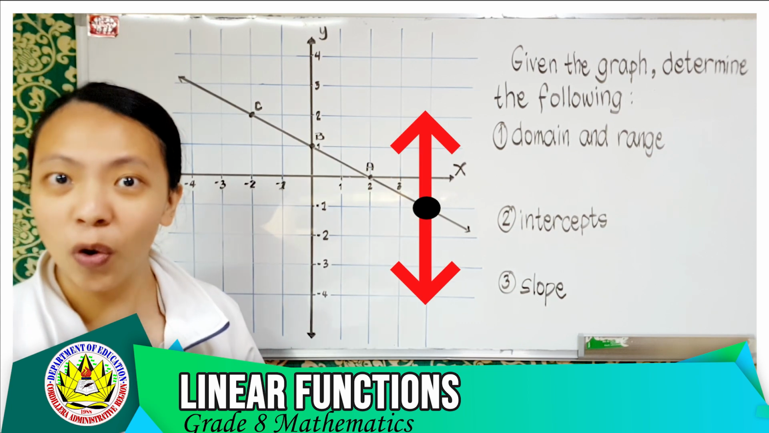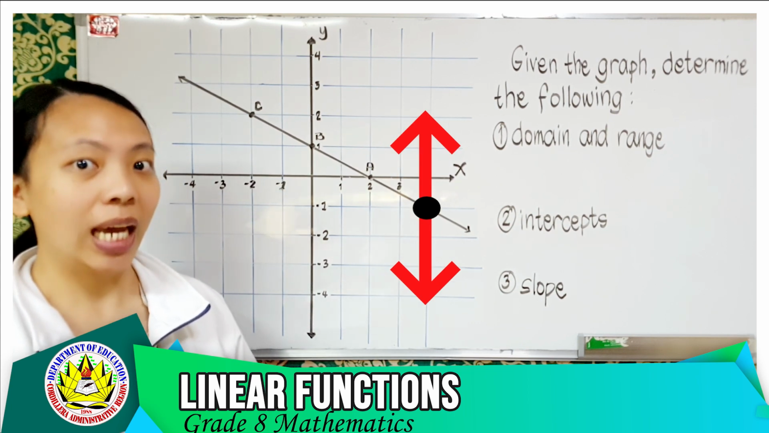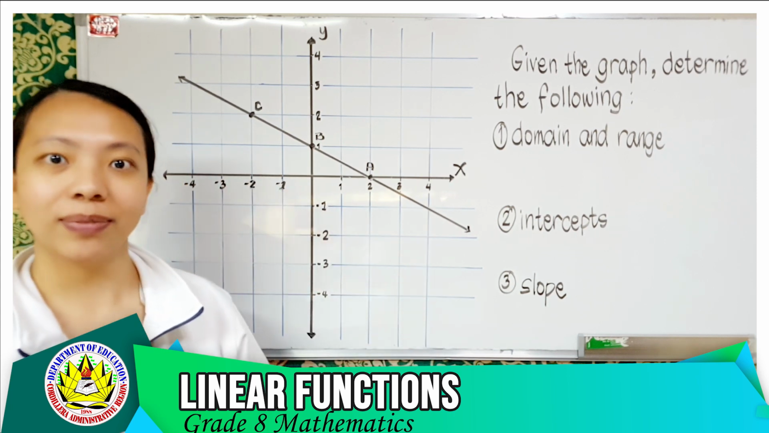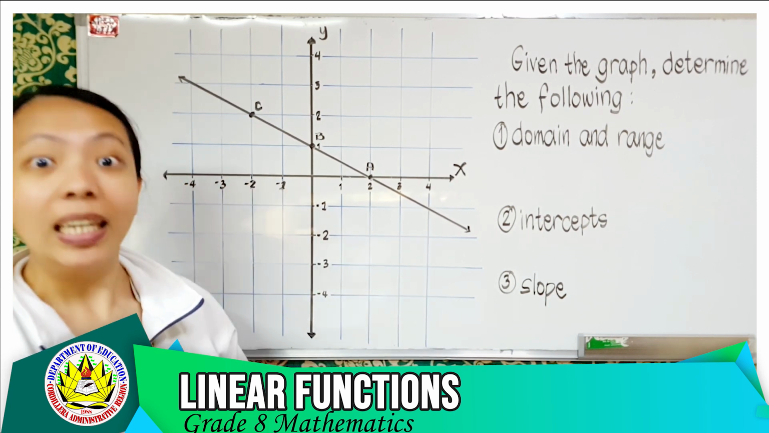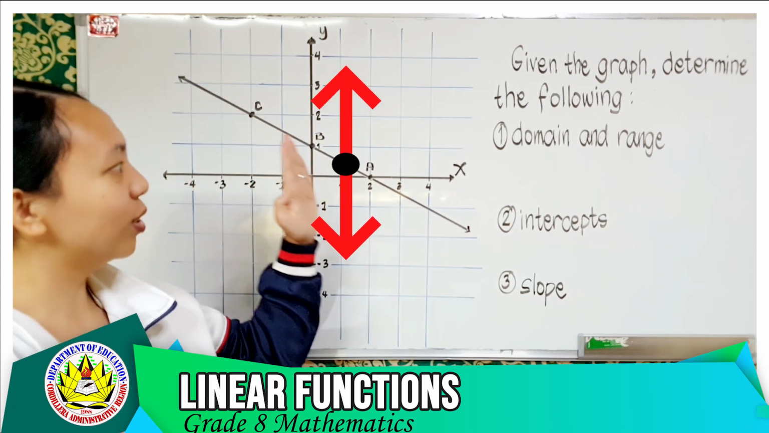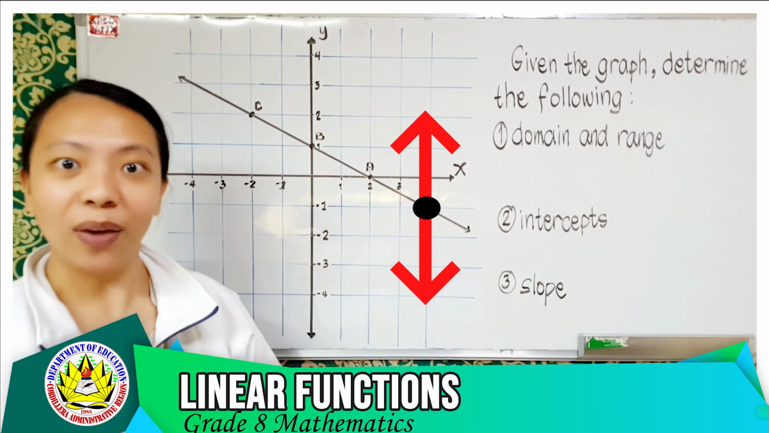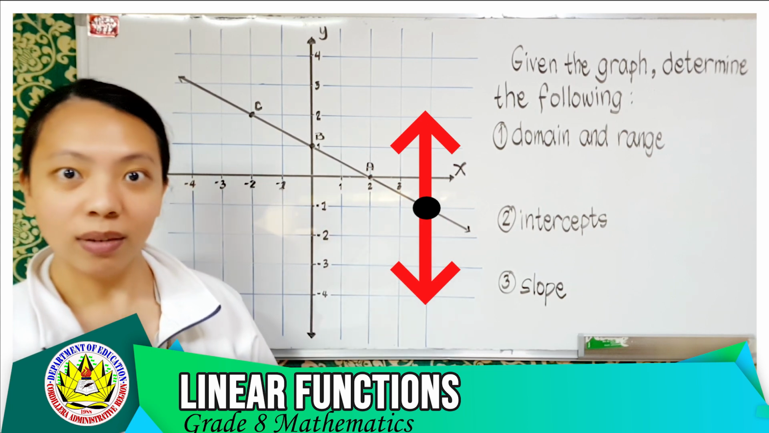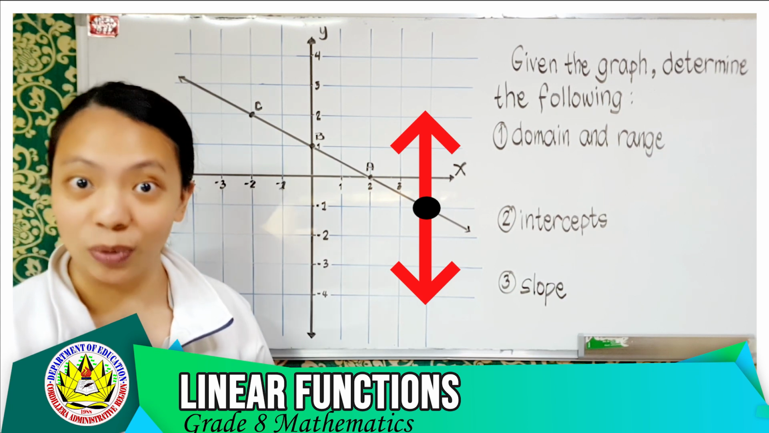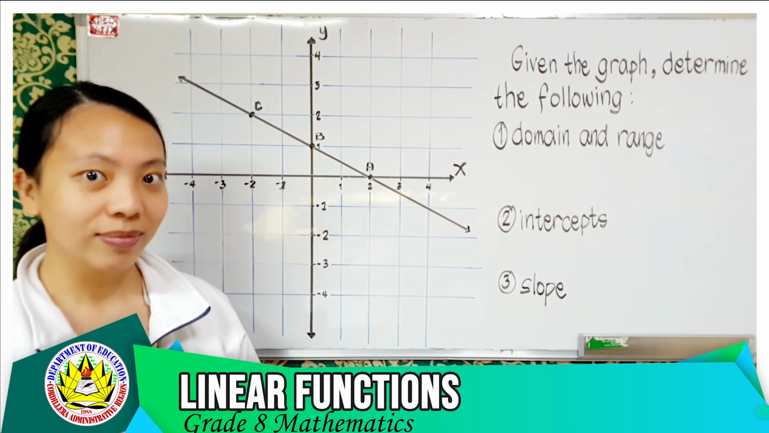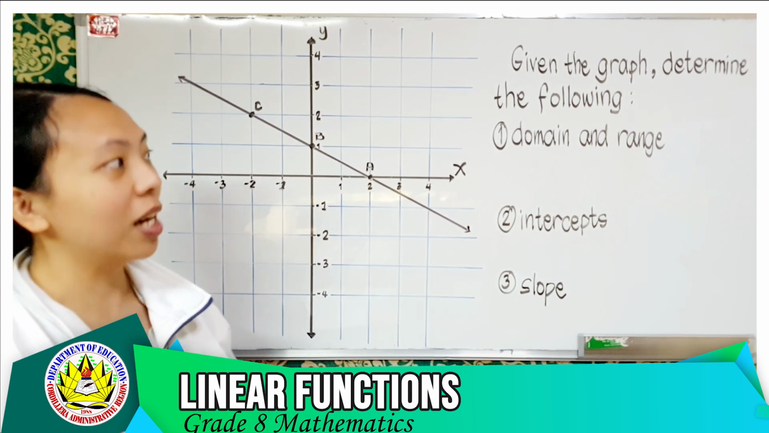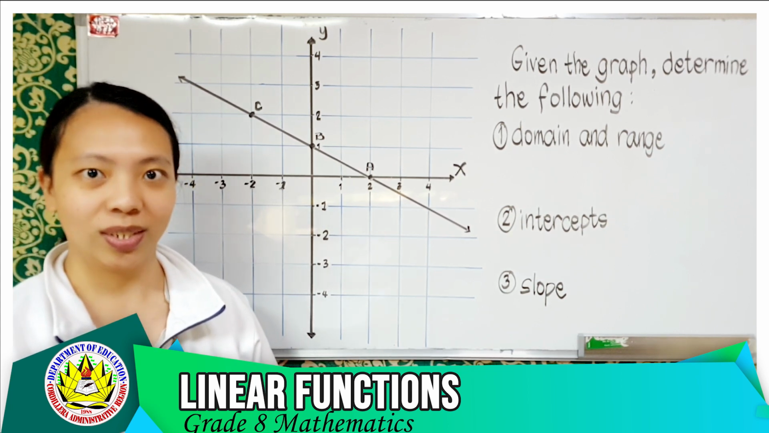At how many points did the vertical line pass through the given graph? At exactly 1 point in any part of the graph. Therefore, what can you say about the line? Is it the graph of a linear function? Yes, it is. So, we are now ready to determine its domain and range.